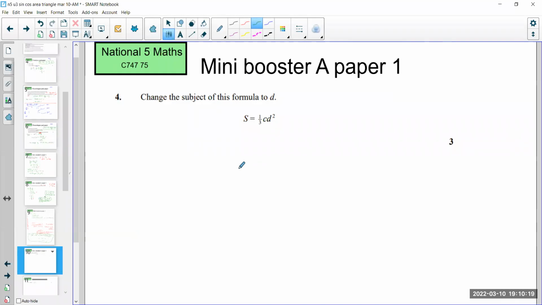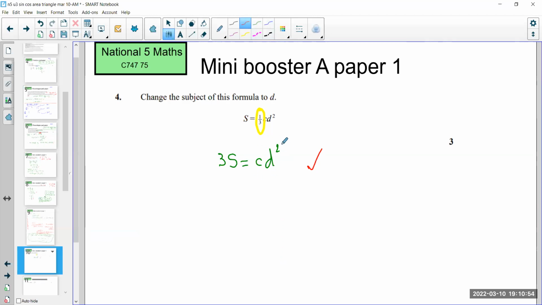Anyway, change the subject of a formula. First thing, whenever you see a fraction, how do I get rid of it? I think that's the first thing you should be thinking. I want to make D the subject. I need to try and get marks here. How do I get rid of a divide by 3? I do the opposite, times by 3 both sides. Then you get 3s equals CD squared. Mark number 1.